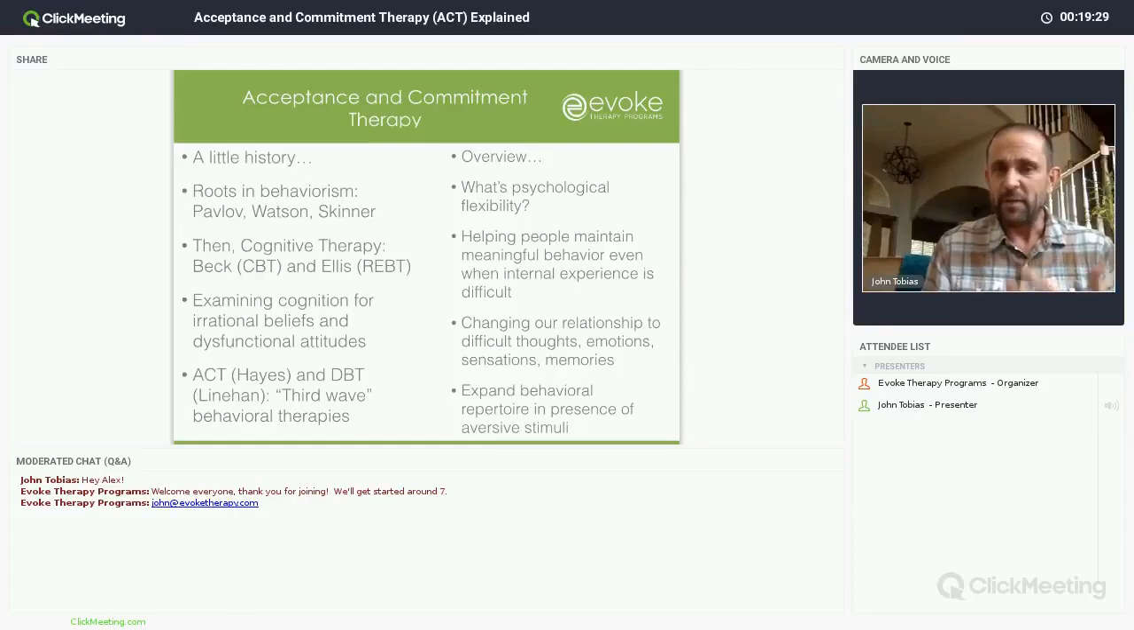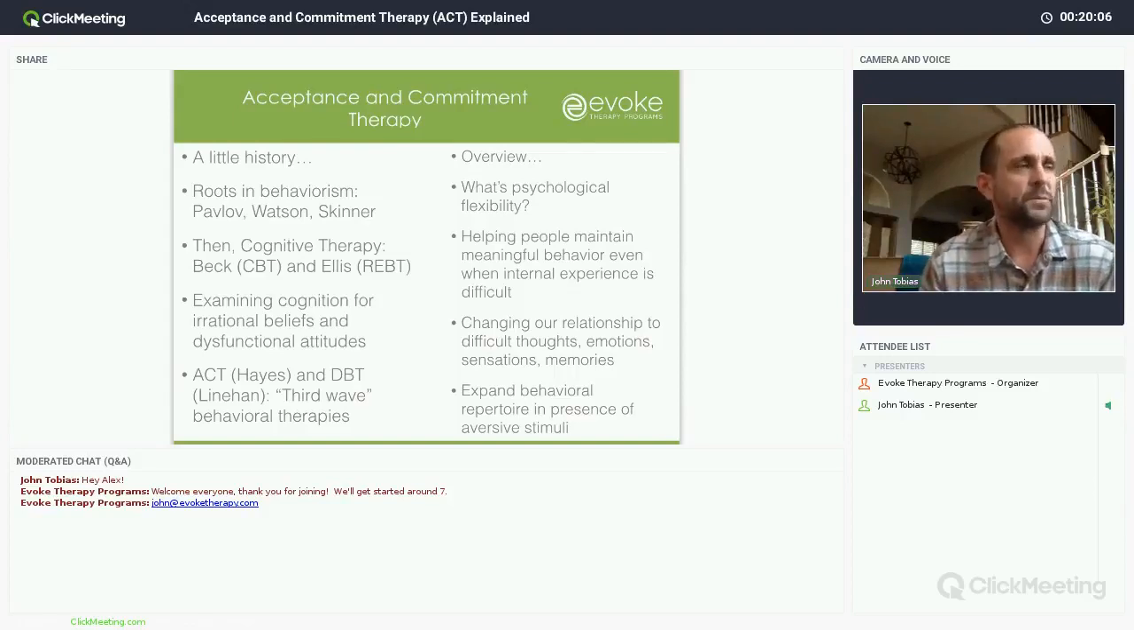And can they, in the presence of that difficult thought or feeling, maintain meaningful behavior, or what we call from the ACT perspective, values-driven behavior? And the idea is, can I create enough flexibility with my internal experience so that I can still move in the world in a meaningful, values-driven way? So I hope that makes sense, and I'll keep explaining that. That's psychological flexibility. It's having that flexibility with a difficult internal experience.